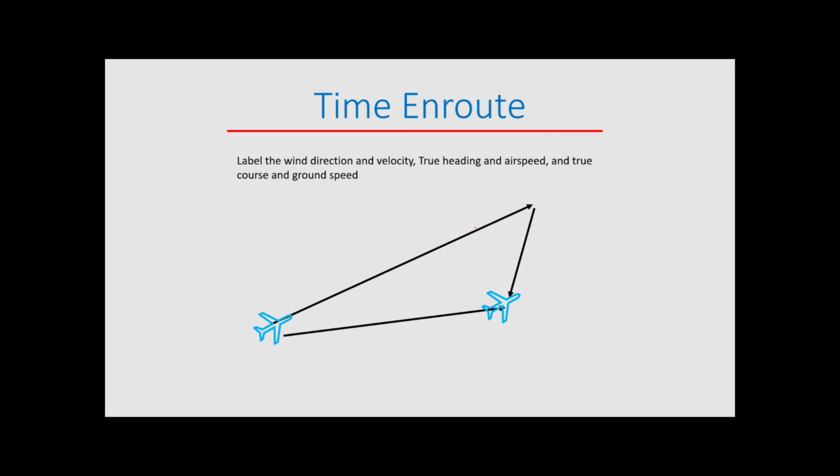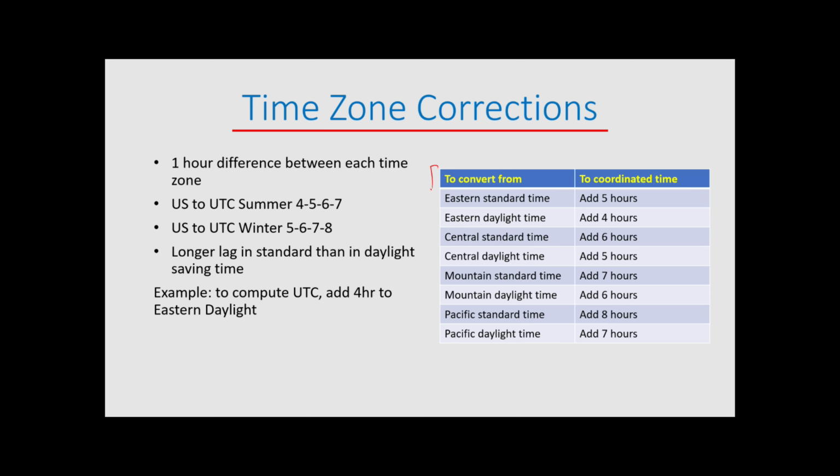You might have to convert time zone. You might have to correct for your time zone variation. So remember that it's 1 hour difference between each time zone. There is a chart that we can use to help us with that. Basically, in the U.S., we use 4, 5, 6, 7 for UTC, and in the winter, it's 5, 6, 7, 8. So to convert from Eastern Standard Time, we're going to add 5 hours, and then if we want to convert from Pacific Daylight Time, add 7 hours, and just review the chart. It'll make it a lot easier.